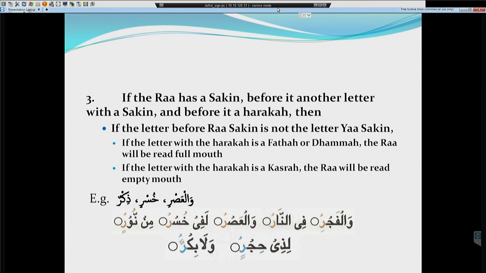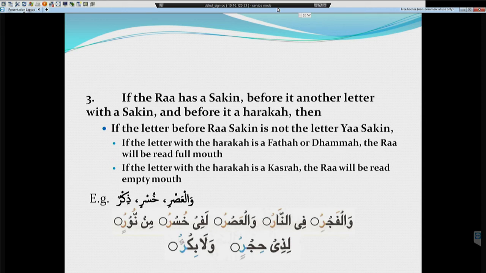Now for empty mouth, it's lidhi hijr. It's not going to be hijr. You see the difference? Hijr and hijr. Wala bikr. Now we don't say bikr. There's no fatha or kasra or dhamma on the kaf itself. On that second letter, it has a sakin. So it's going to be bik, and then you have to make the ra sound at the end. Bikr, not bikr. Does that make sense? So lidhi hijr. Wala bikr.